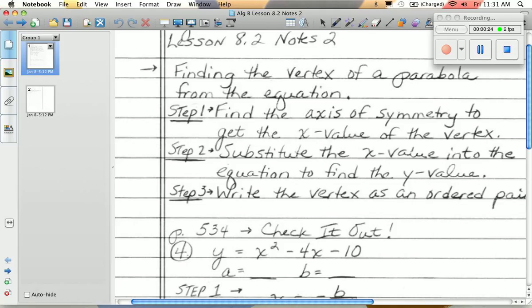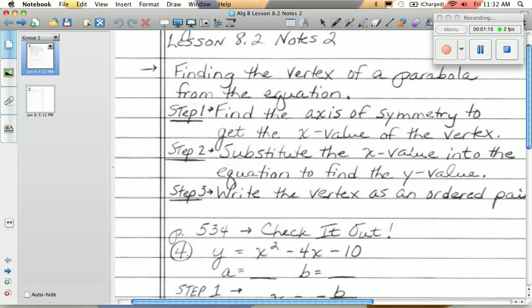So when we're finding the vertex of a parabola from the equation, first thing we're going to do, step 1, is find the axis of symmetry to get the x value of the vertex. Because what do we say is true about the axis of symmetry? It always goes through the middle of the parabola, which means it's always going through the vertex, whether it's opening up or opening down. So that vertex, that ordered pair, has the same x value as every other point on that axis of symmetry. So if we found the axis of symmetry to be x equals 4, we would be able to say that the vertex has an x value of 4.